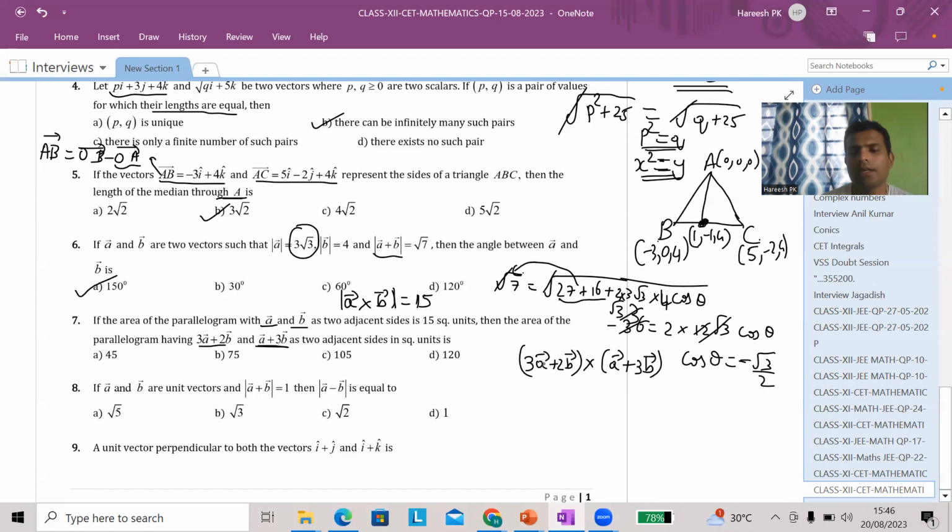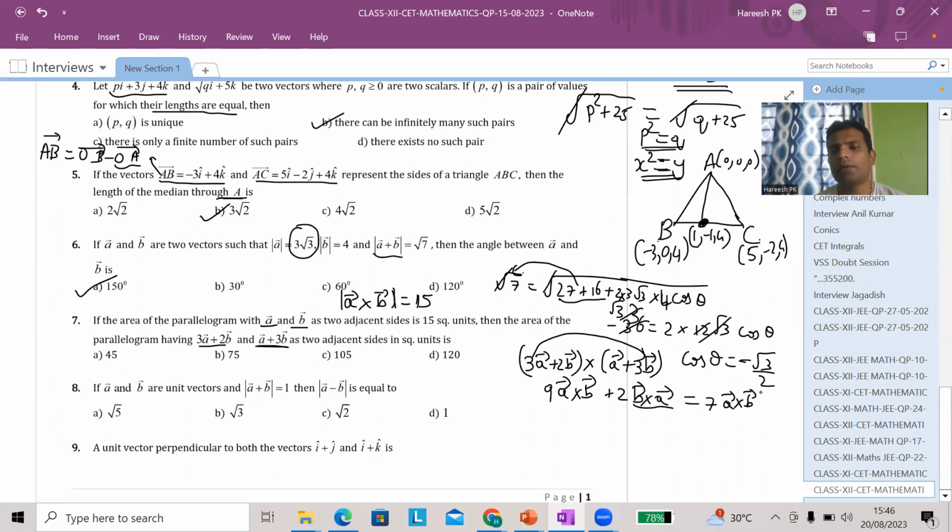We know that A cross A and B cross B are zeros. So I'll only look at A cross B. So that will give me 9 times A cross B plus 2 times B cross A. And remember, B cross A is negative of A cross B. So I'll end up getting 7 times A cross B. Now I'll have to take the magnitude of this. So A cross B's magnitude is already known, 15. So 7 into 15, which is 105.